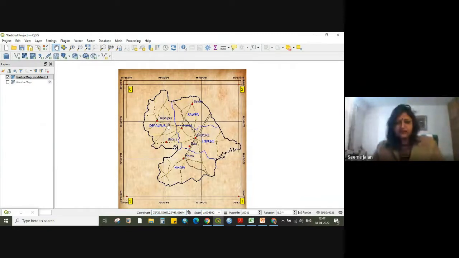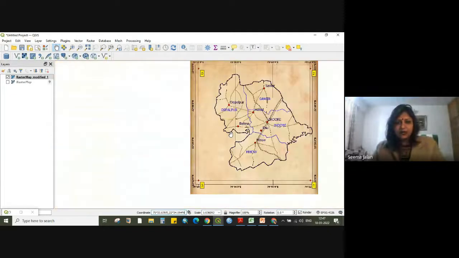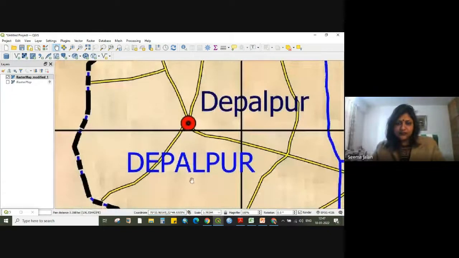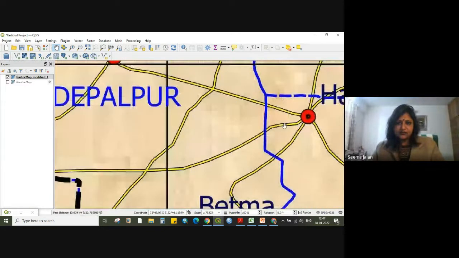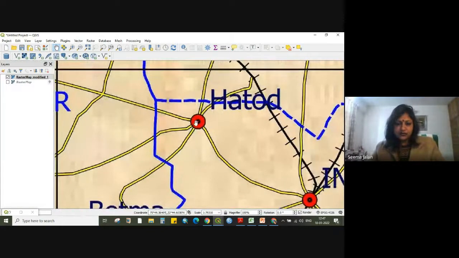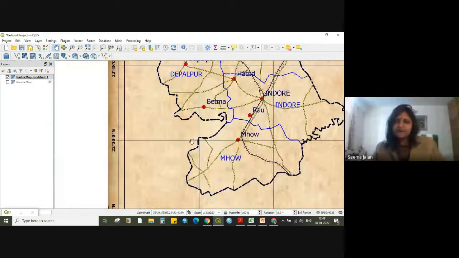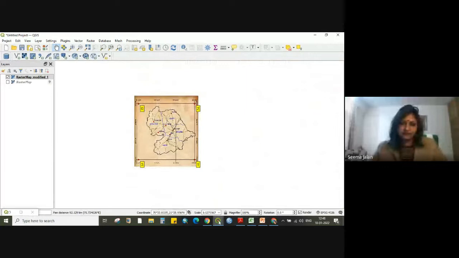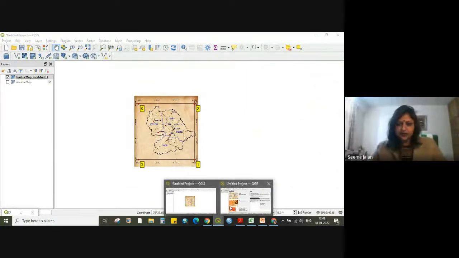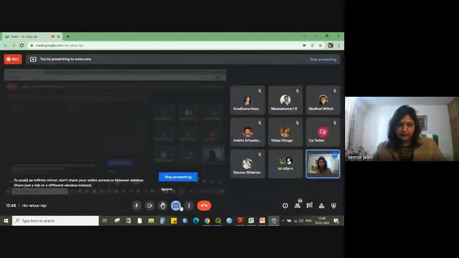So now I take my cursor to Depalpur, and I have the coordinates of Depalpur. I take it to Hathod, I get the coordinates for each and every single pixel. I have the coordinate information. So this is georeferenced data. So this is all about georeferencing and how to do it in Quantum GIS.